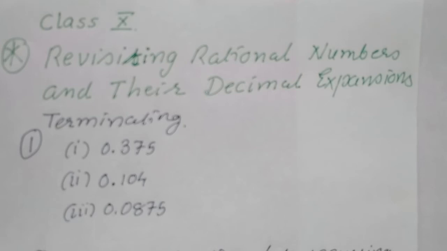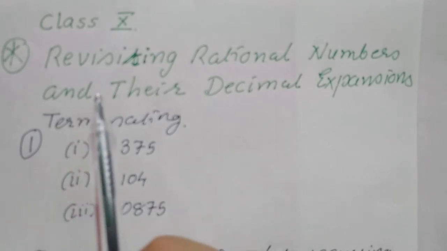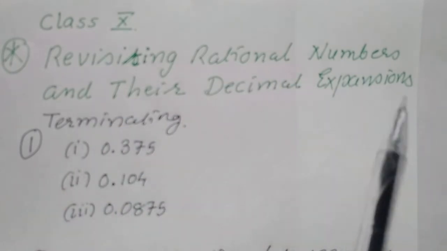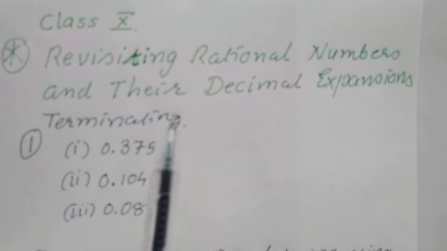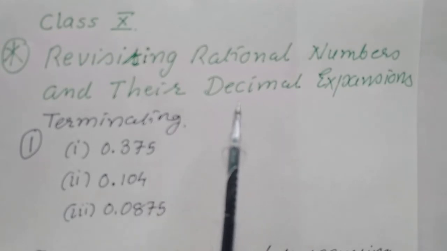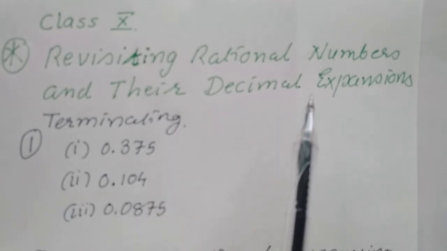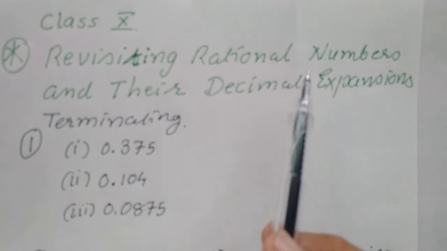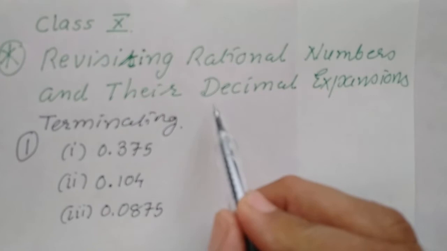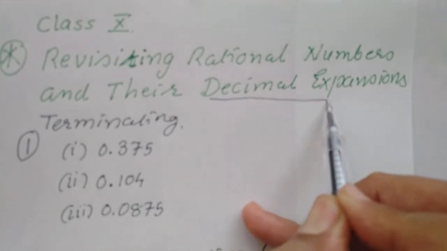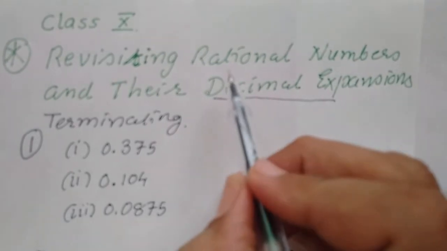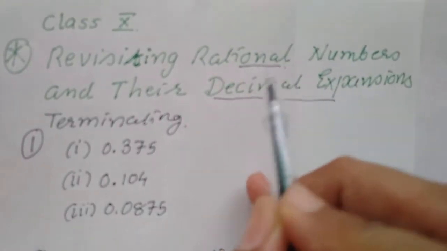Now children, let us study the next topic, revisiting rational numbers and their decimal expansion. Now children, there are three types of decimal expansion we know for real numbers. Here it is already given for rational numbers, but whenever we talk about decimal expansion, we know that there are three types. Let us see one by one, then we will strictly study rational numbers.